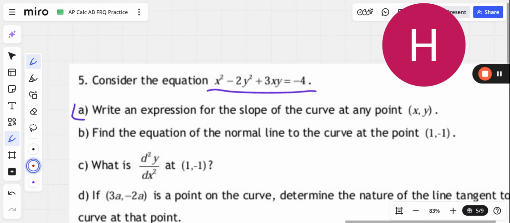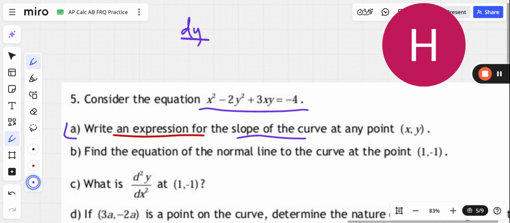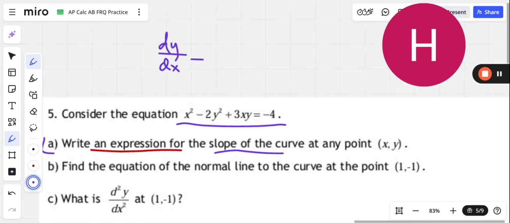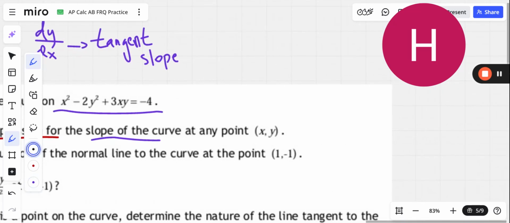Part A says to write an expression for the slope of the curve. Now, the slope of the curve still is dy dx. That is still the slope of the tangent line. So the tangent slope. The thing is, with these curves, they're curves, not functions. These curves that have y in multiple places like this, these still have tangent lines. However, the slope of a tangent line could possibly depend on x and y, not just the x value. So if we want to find dy dx, we need to do implicit differentiation here.